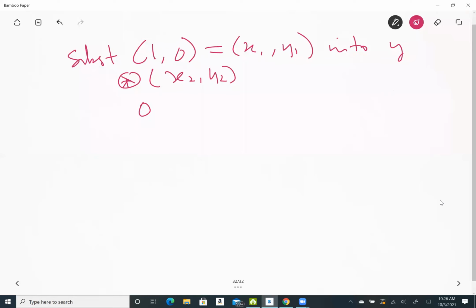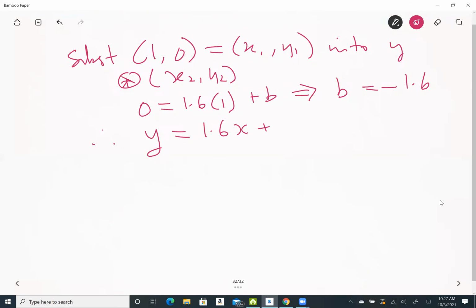So 0 is equal to 1.6 times 1 plus b, right? Which will give us b equal to negative 1.6. So you got that b. Therefore, our equation would be y equal to 1.6x plus negative 1.6. So that would be negative 1.6. Right? Negative 1.6, correct?